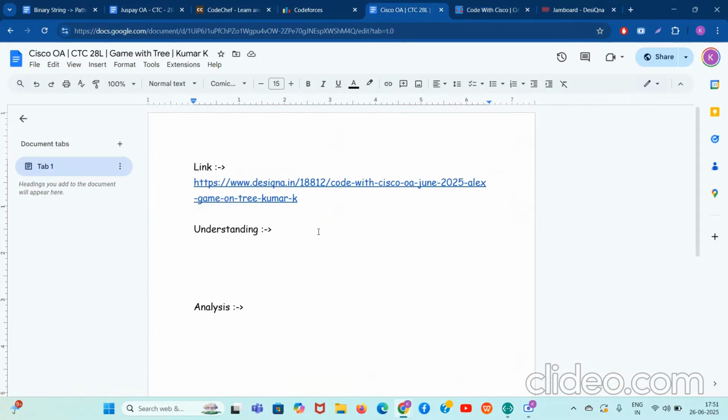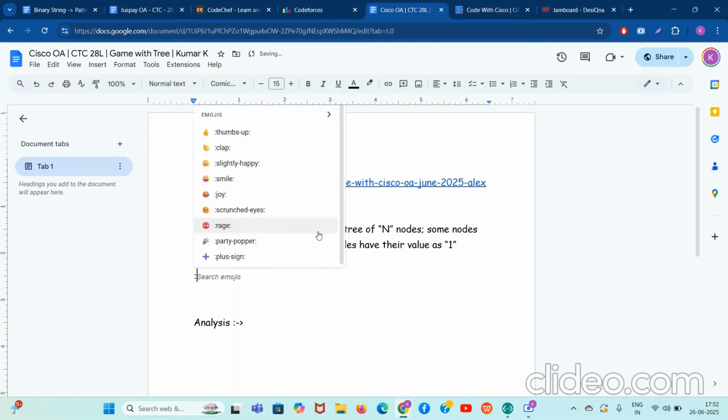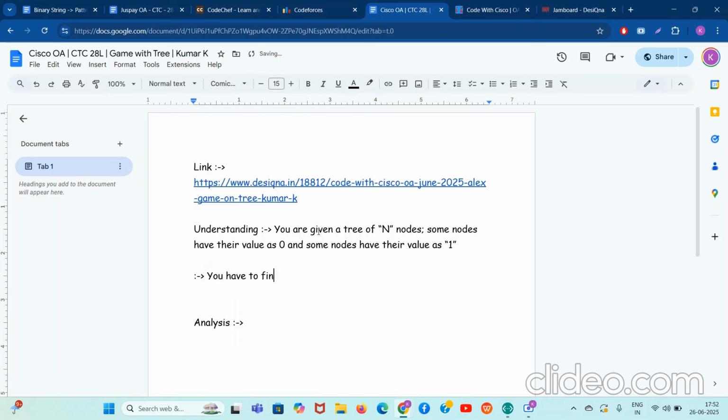They are saying that you are given a tree of n nodes. Some nodes have their value as 0 and some nodes have their value as 1. What is your task? You have to find a path where you start at some particular node, you visit some edges, and then you get back to the starting node.